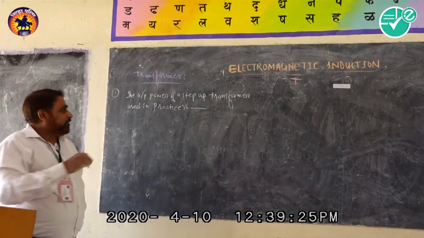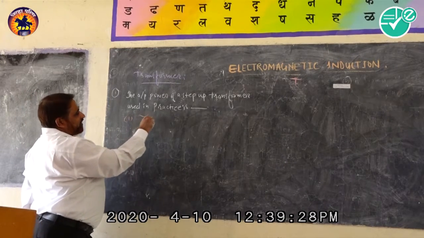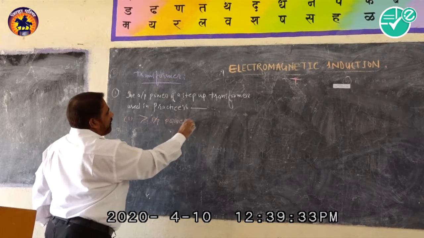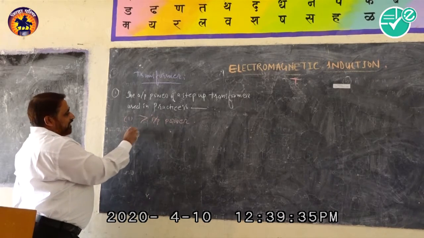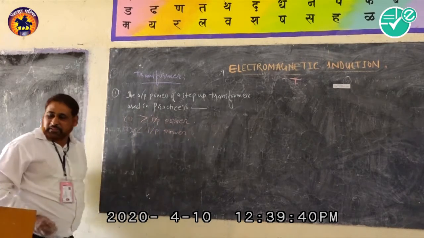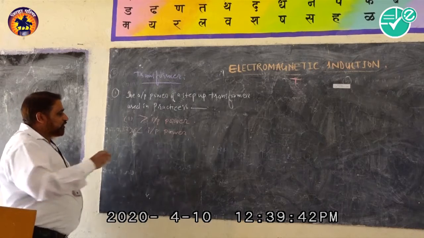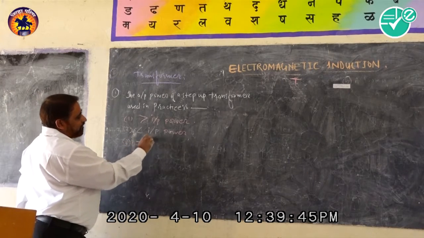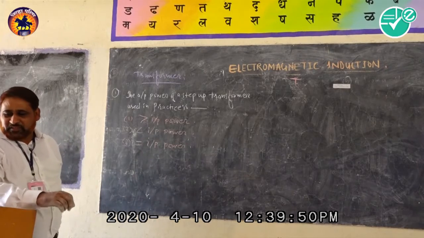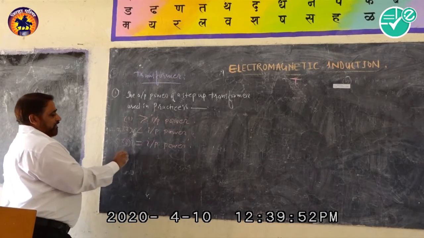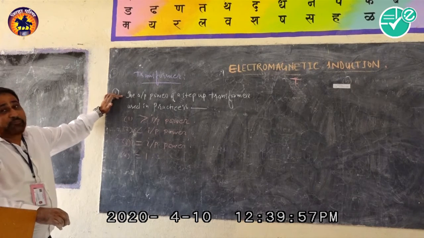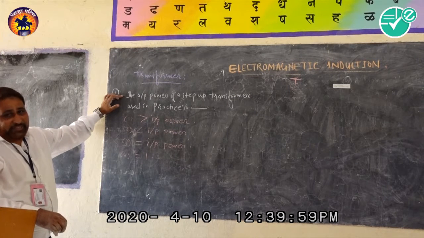First, it is greater than input power. Second, it is less than input power. Third, it is equal to input power. And the last one is, it is equal to unity, equal to 1. What is the output power for a step-up transformer used in practice?